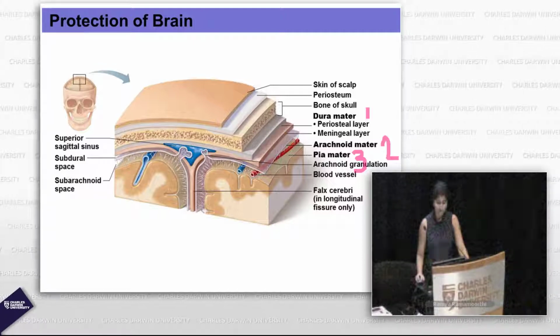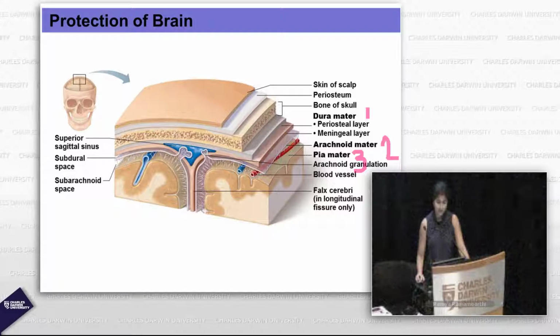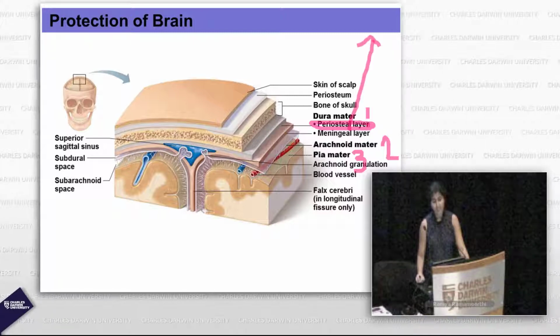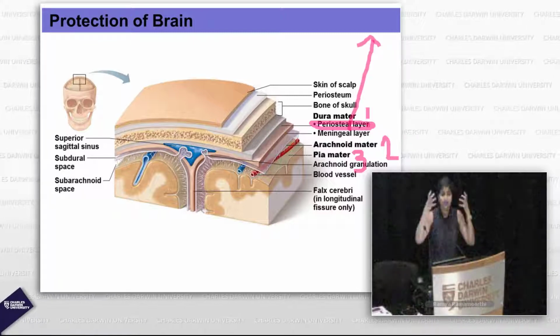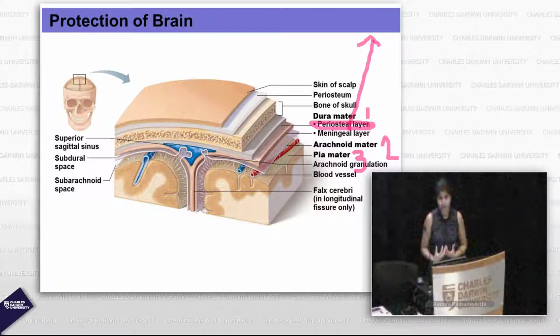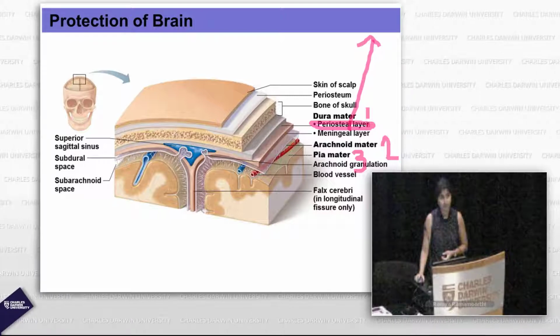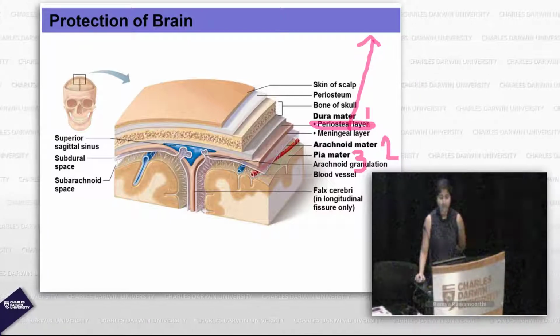The periosteal layer is present in your brain, but it doesn't continue to the spinal cord. Your brain actually needs a little bit more protection than your spinal cord. So there are two layers of dura mater in your brain, but as it descends down to the spinal cord, the periosteal layer is not there. It only has the meningeal layer.